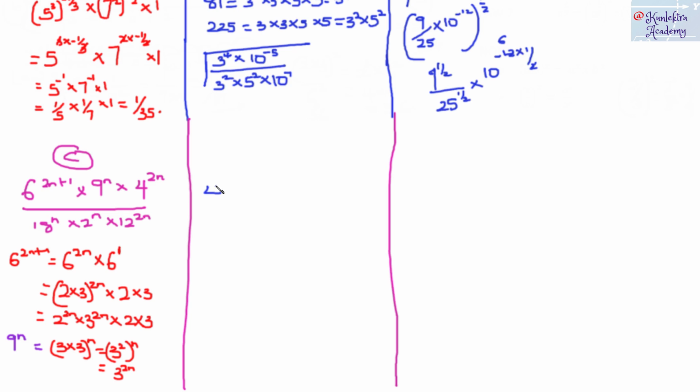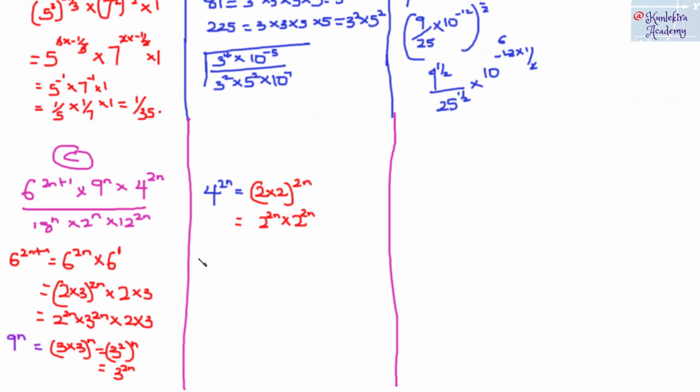Now let's go for 4. 4 raised to the power 2n. What will it give us? That will be 2 times 2 raised to the power 2n. And that will be what? 2 times 2 is 4. Then open your bracket, you have 2 raised to the power 2n times 2 raised to the power 2n. That's on 4. We are breaking down those entities into their factors.